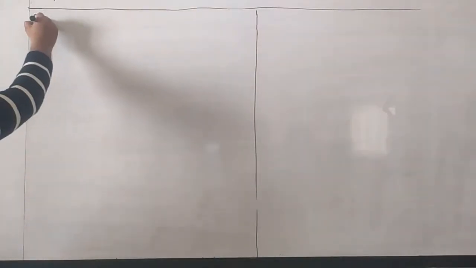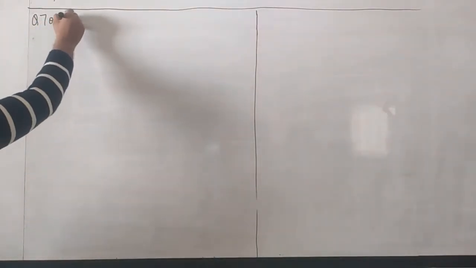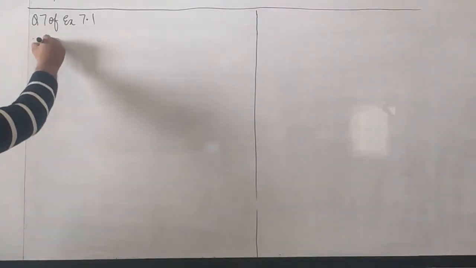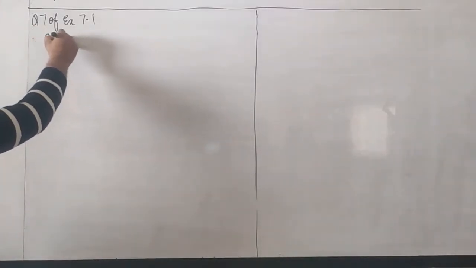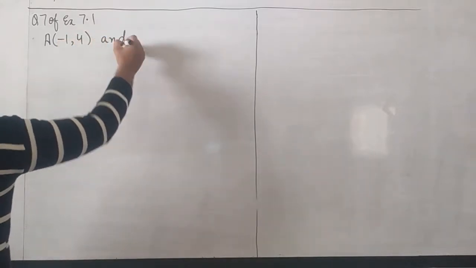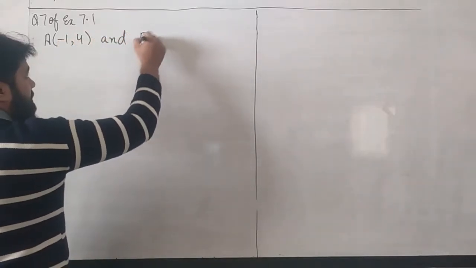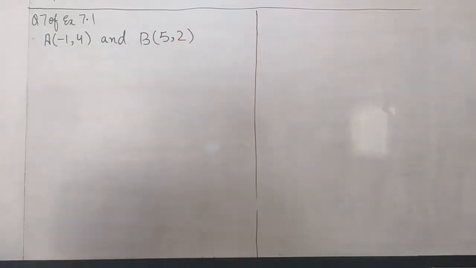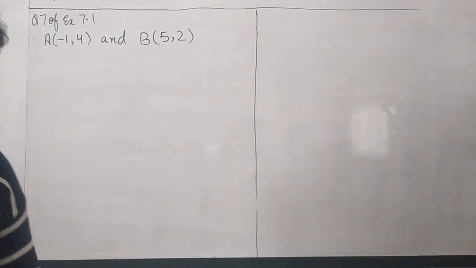Question number 7 of exercise 7.1 we are going to discuss now. In this question, they are saying that 2 points are given to me. Two points' coordinates are given. One is A (-1, 4) and B is (5, 2). This is what is given to me.